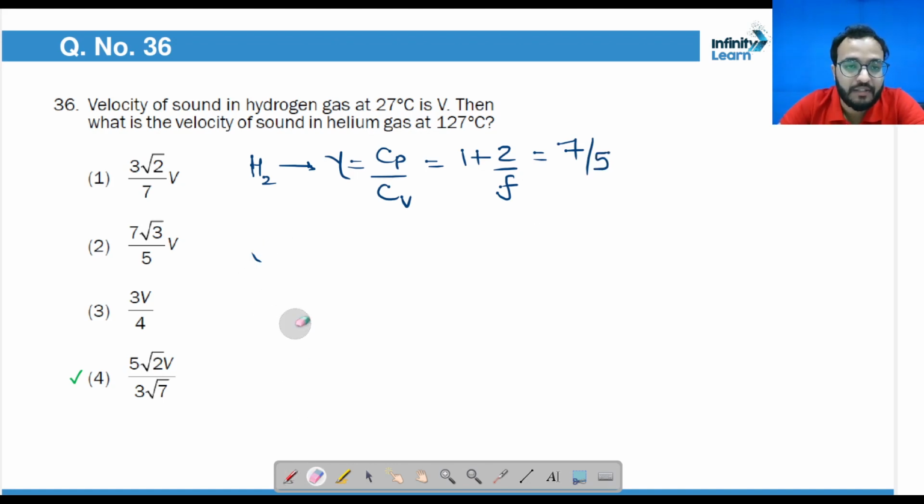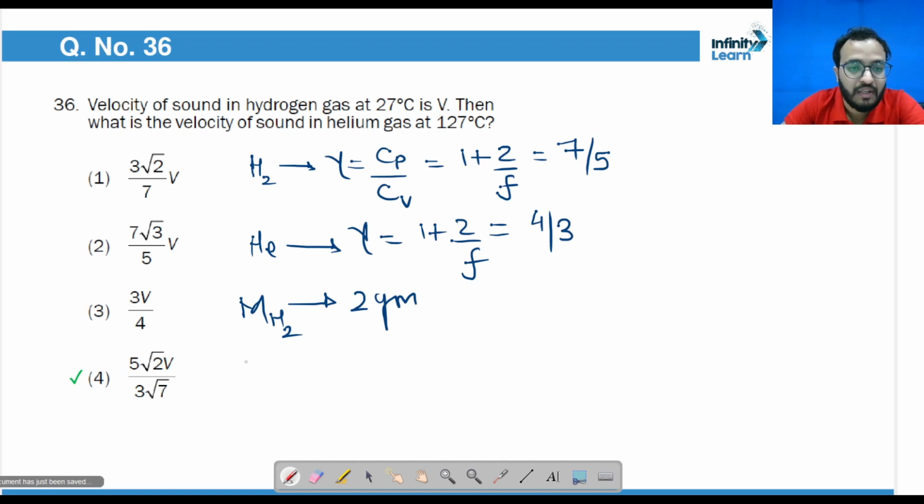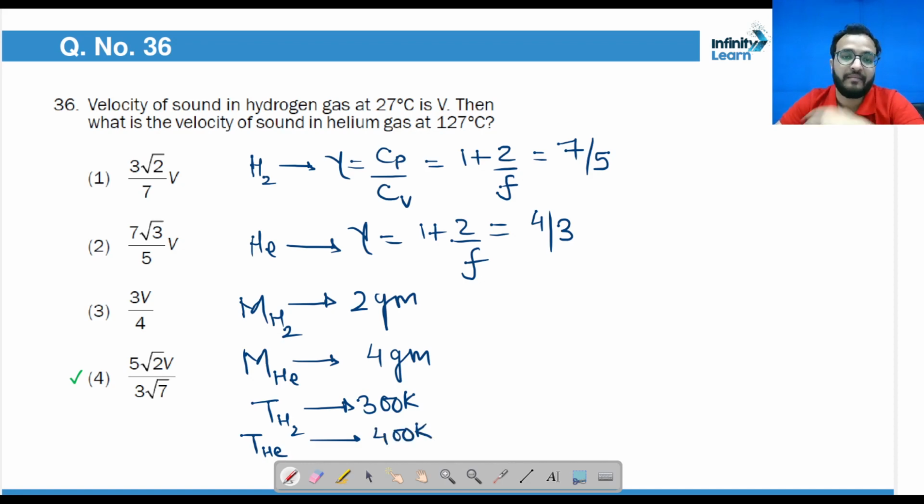And next is helium, right? Helium is a monatomic gas, so gamma for helium will be 1 plus 2 by F. Degree of freedom for monatomic gas is 3. So answer is 4 by 3. Now, what is the molecular mass of hydrogen? You will say, sir, it is 2 grams. Molecular mass of helium will be 4 grams. And temperature also. What is the temperature for hydrogen gas? It is 300 Kelvin. And what is temperature for helium? It is 400 Kelvin.